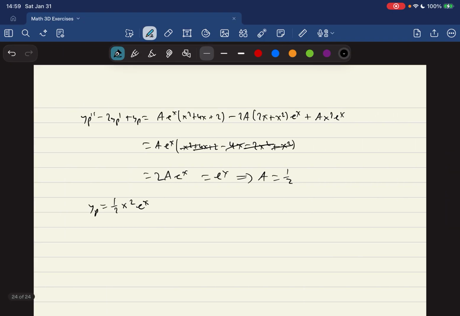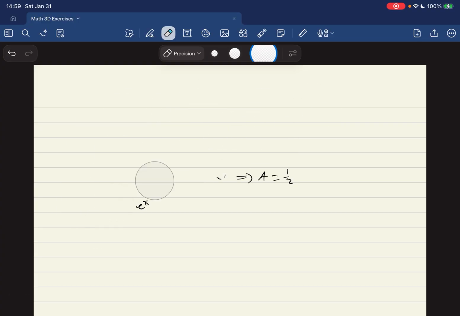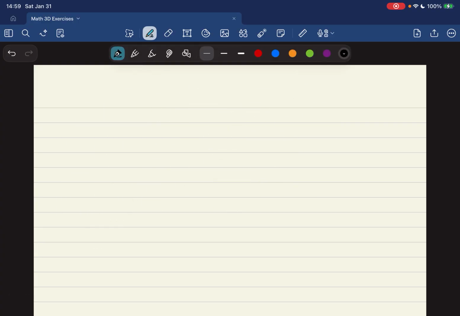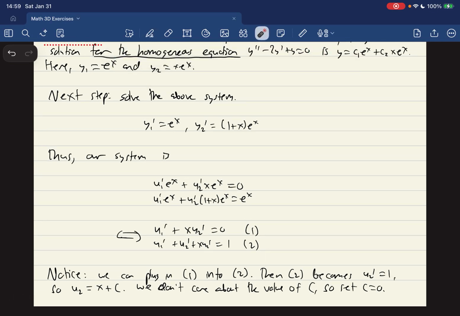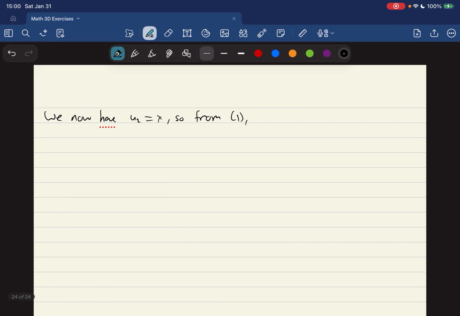And so then, if we go to the next page, now we know that u2 is x. So from equation 1, right here, we can now solve for u1 prime to get that u1 prime is negative x u2 prime. But u2 prime is just 1 because u2 is x. So this is negative x. And therefore, when we integrate, we get that u1 is negative 1/2 x squared.